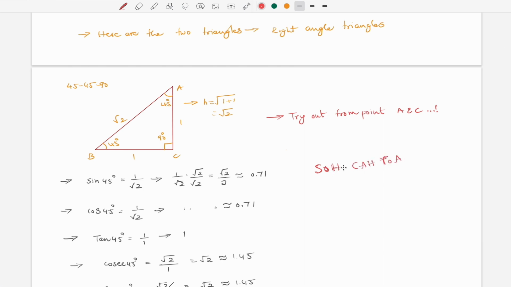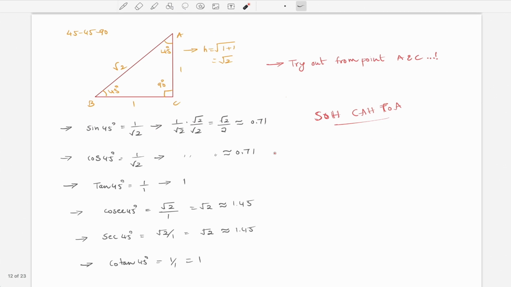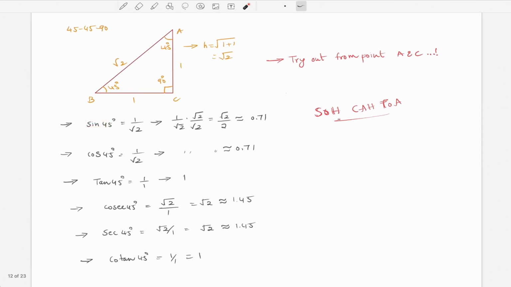So I'm going to write this, so you have a better understanding of how we calculate this. What is sine? How do we find it? Opposite side by hypotenuse. What is the opposite side? Here it is 1. What is the hypotenuse? Root 2. So 1 over root 2.